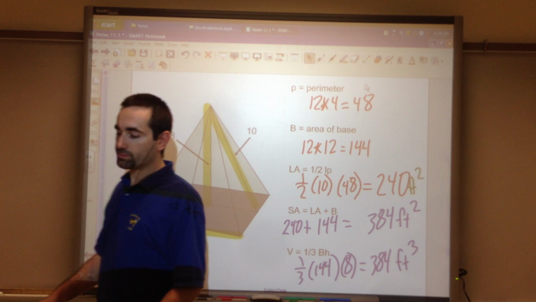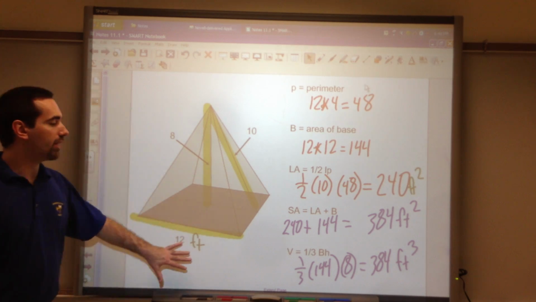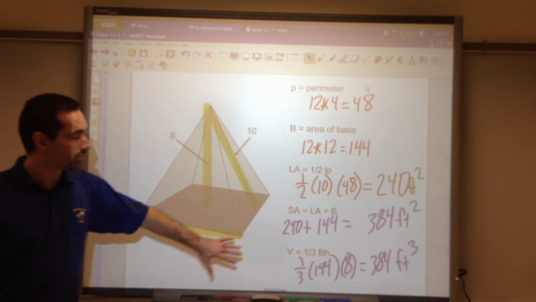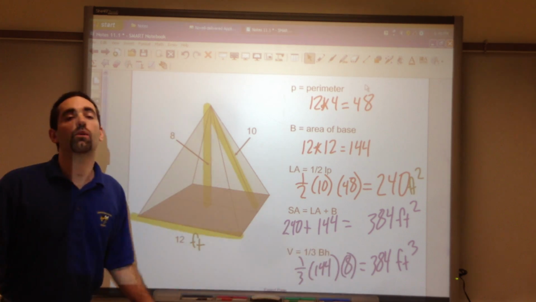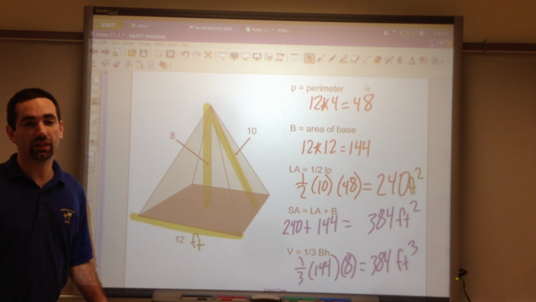Now one thing to realize is that this was pure coincidence, that my surface area and volume were the same. Generally that will not happen. This is pure coincidence that they were the same.